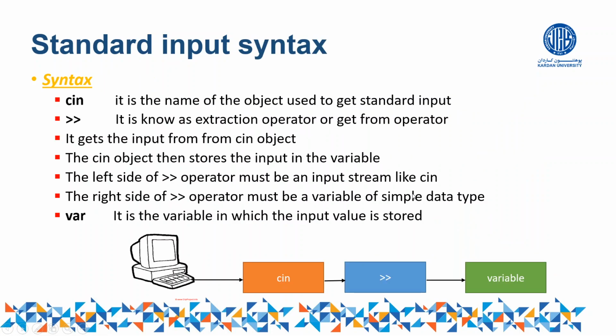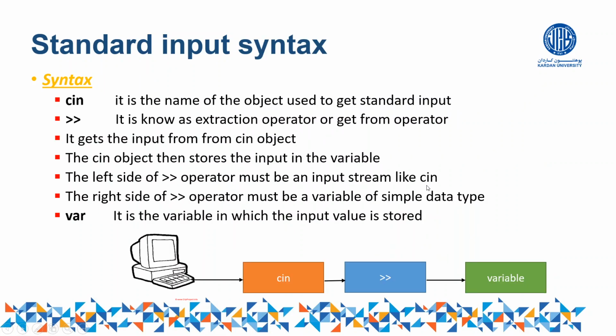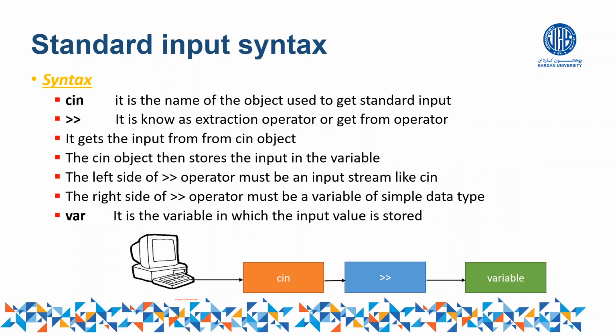Let's talk about this standard input in a more detailed way. How can we use the standard input? I mean the syntax. You can see this is the syntax. You have to use the cin stream object, and then you have to use the extraction operator, and then you have to use the variable name. Syntax means the structure: how can you use the standard input in your program? Now this is basically the explanation of each of the constructs that we use for the standard input syntax.